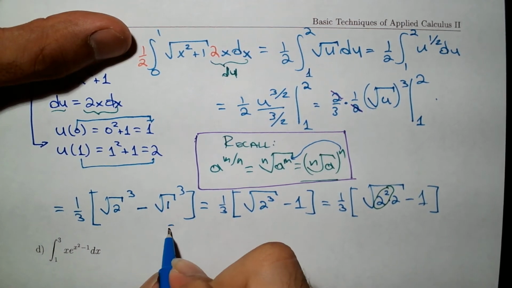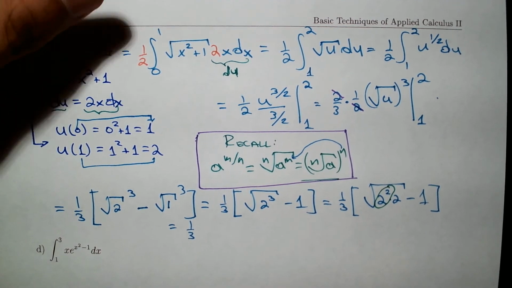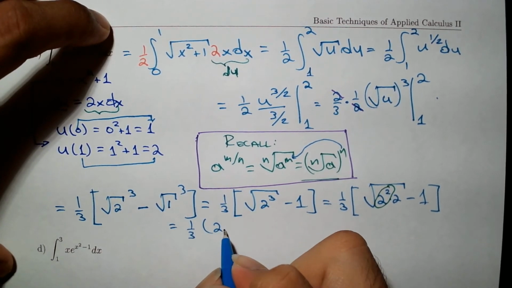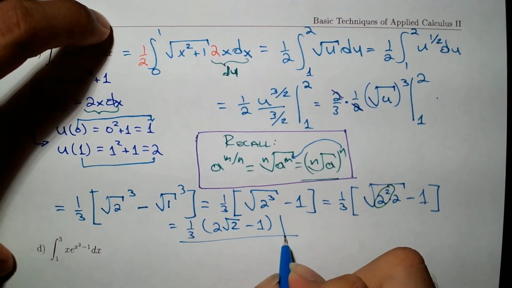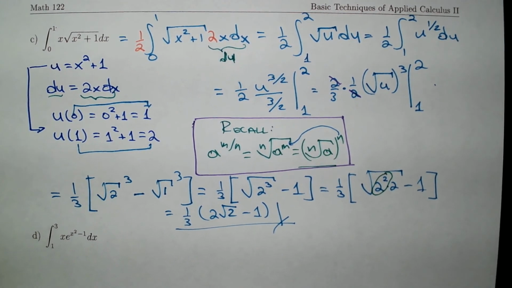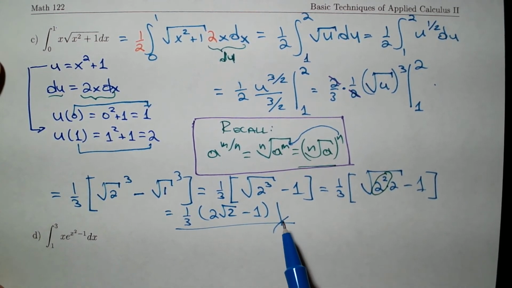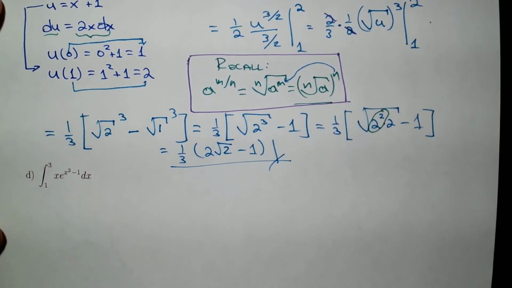So this will be 1/3 times 2 square root of 2 minus 1. Final answer for this. Okay, and again, unless you are required to report your final answer on the homework using decimals, just put this in the calculator.